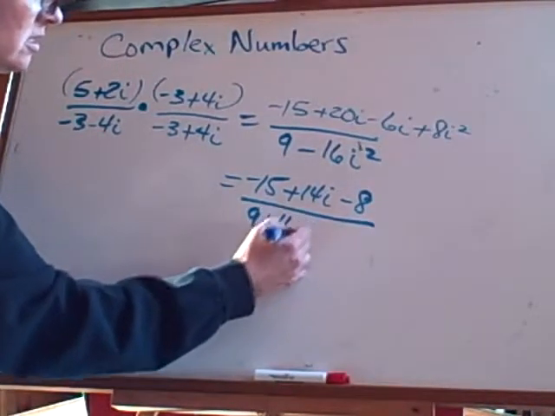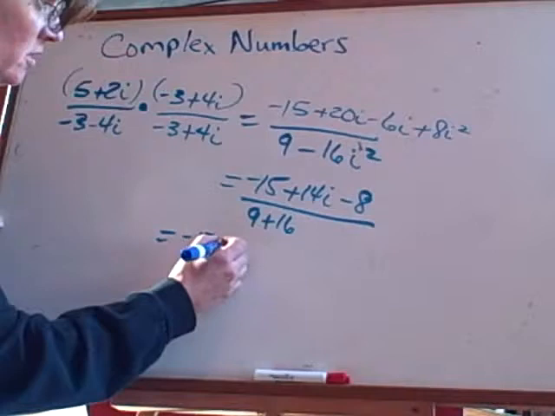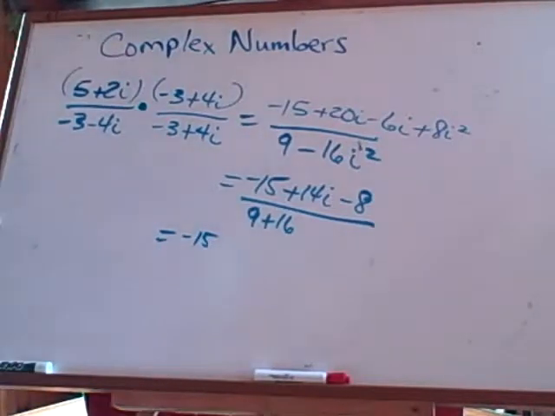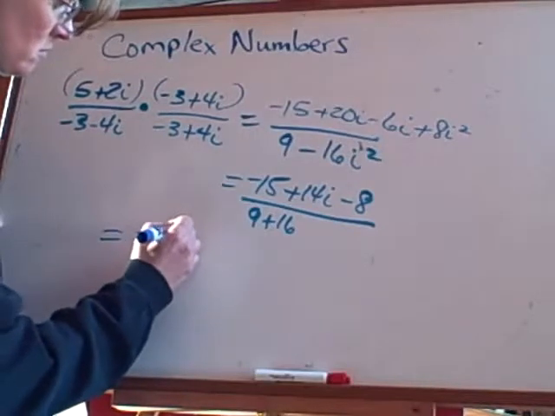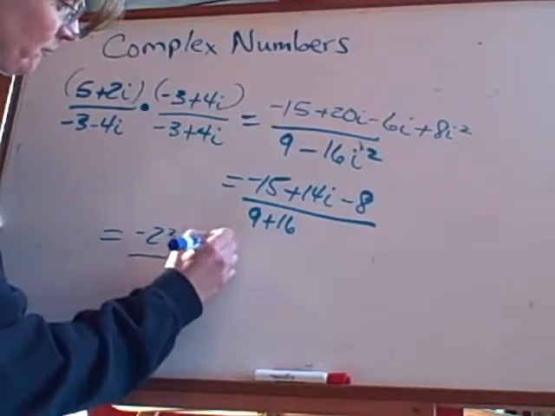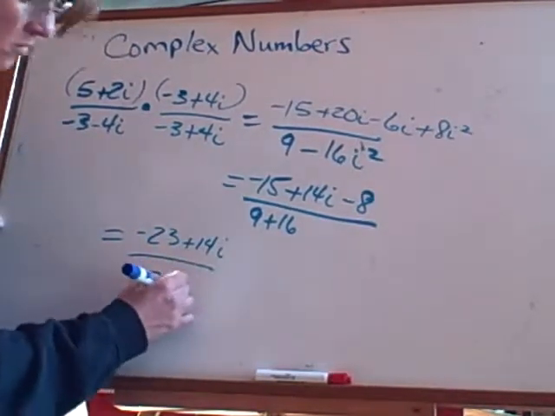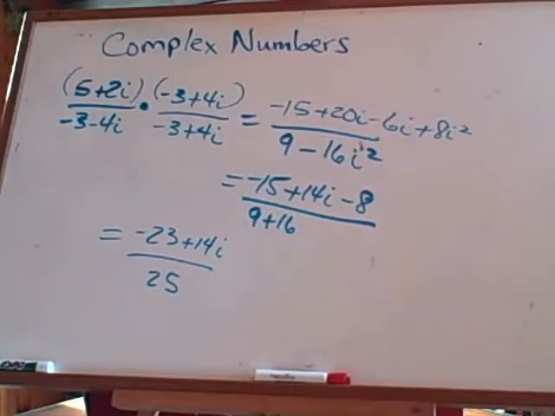9 plus 16, negative 15, let's go ahead and combine that. What does that look like? Negative 23 plus 14i, and that's all over 25. Yep. All right, and that would be correct. So that would be after division.